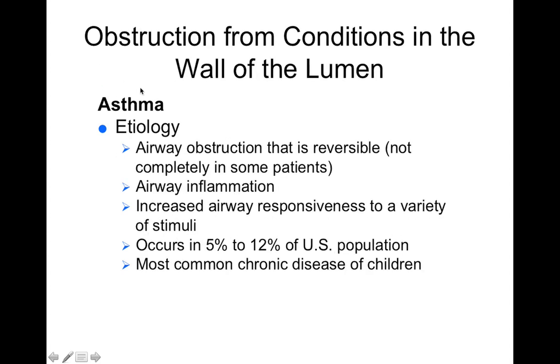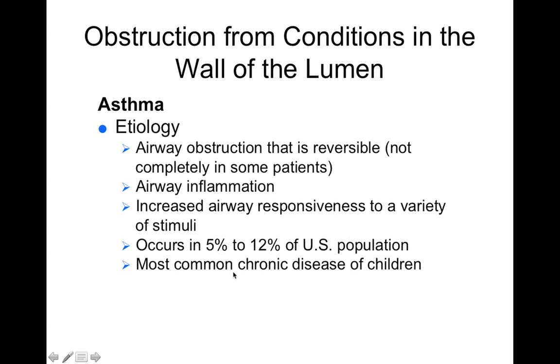And the first one we'll talk about is asthma. Now, asthma is an airway obstruction that's reversible, not always completely in some patients, but it's basically chronic airway inflammation that leads to increased airway responsiveness to a variety of stimuli. It occurs in 5 to 12% of the U.S. population, so it's fairly common. You're talking about 1 in 20 or 1 in 10 individuals between that range has asthma of some sort.